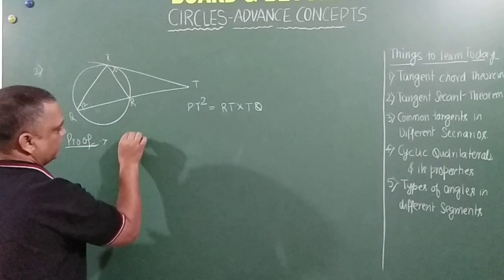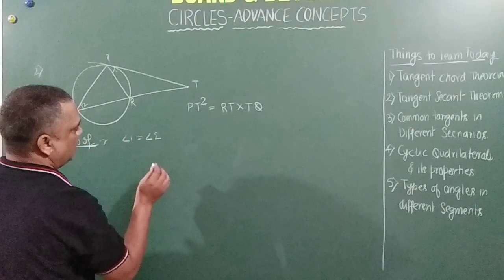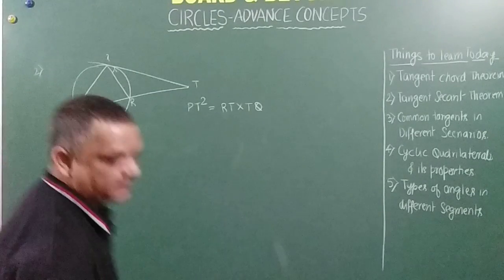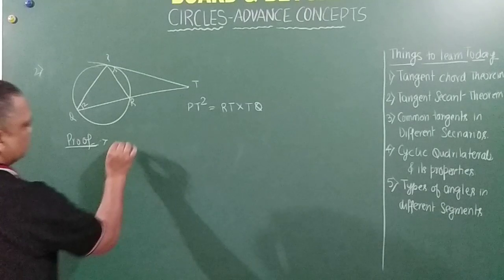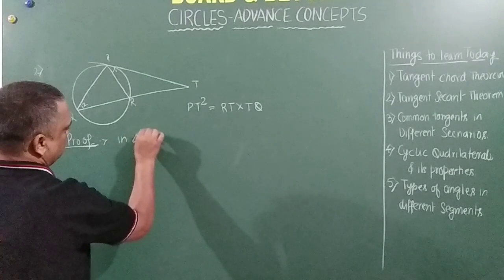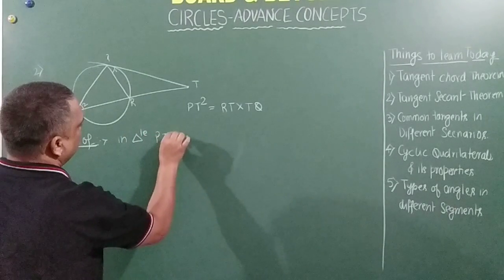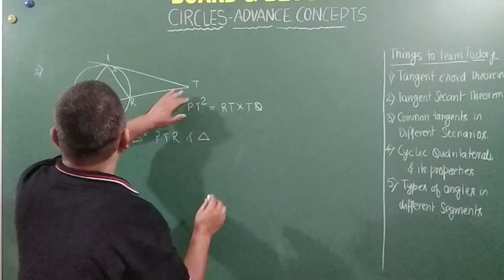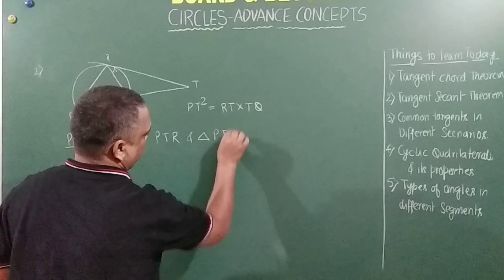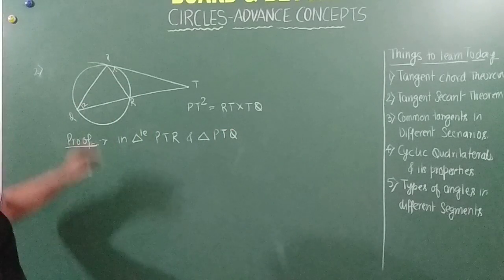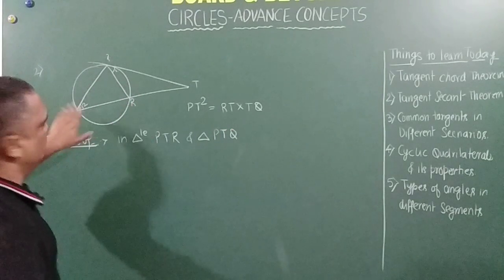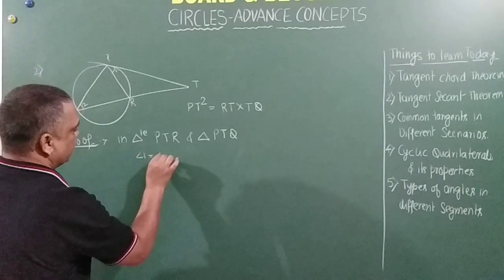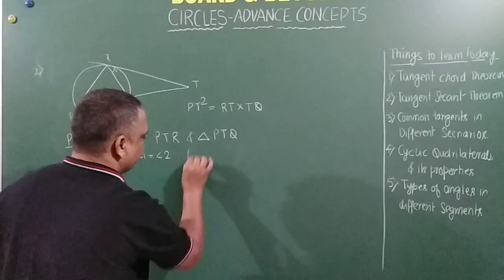So angle 1 is equal to angle 2. Before that, let me write which triangle I am considering here so that there is no confusion later on. So in triangle PTR and triangle PTQ. So these are the two triangles that I am considering, PTR and PTQ, right friends? Now in this, angle 1 is equal to angle 2. Why? Just now we proved it.